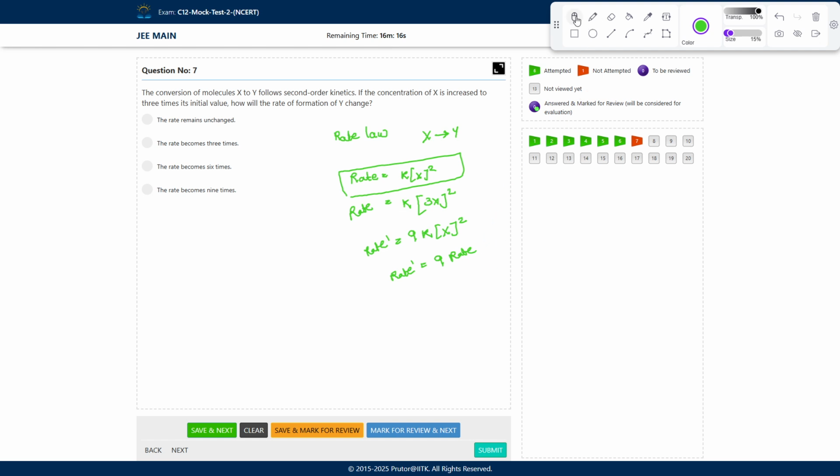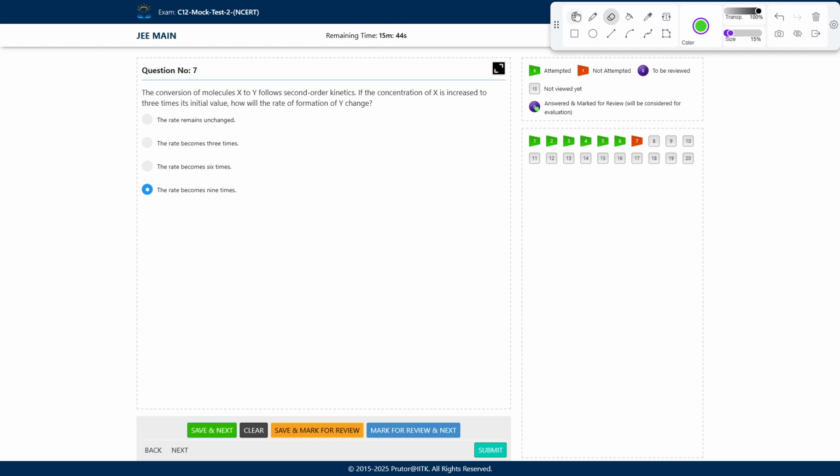Okay. And hence our correct answer is going to be the last option, D option. The rate will become 9 times. On increasing the concentration of X by 3 times, the rate is becoming 9 times. Okay, so this is going to be our correct answer. Okay, so let's move to our next question.